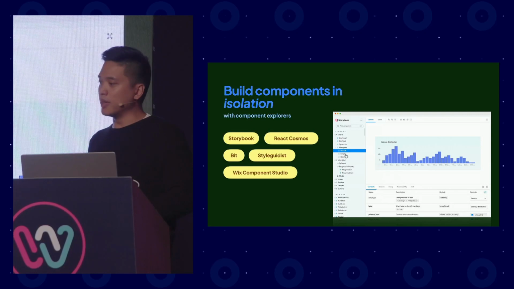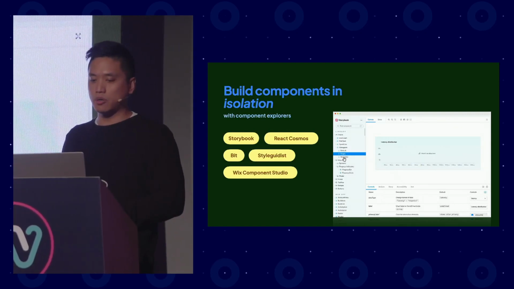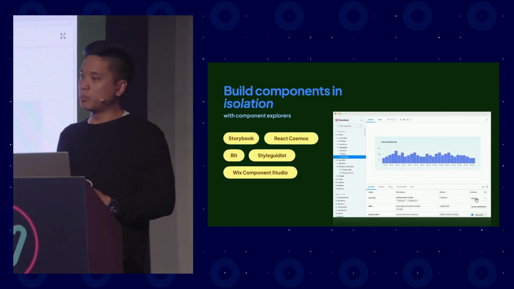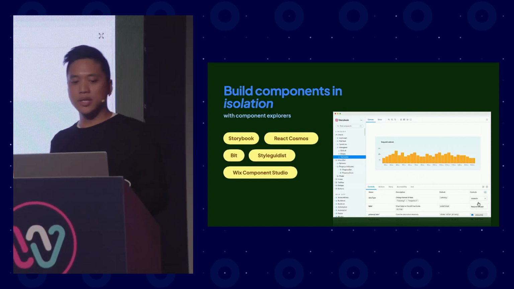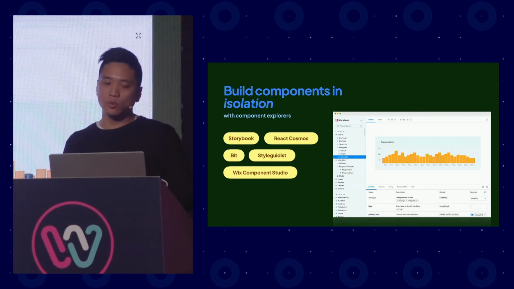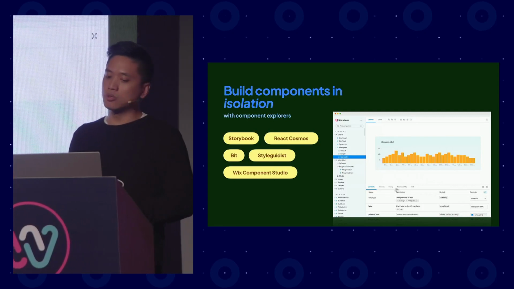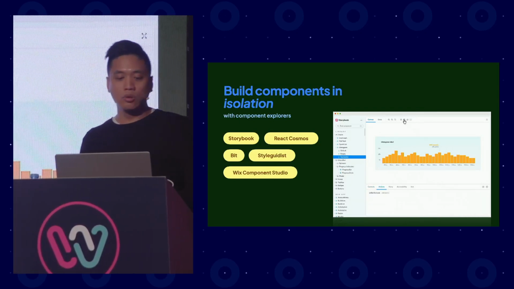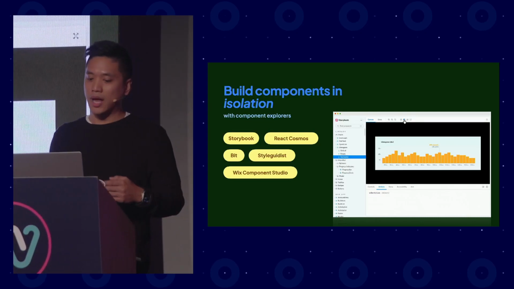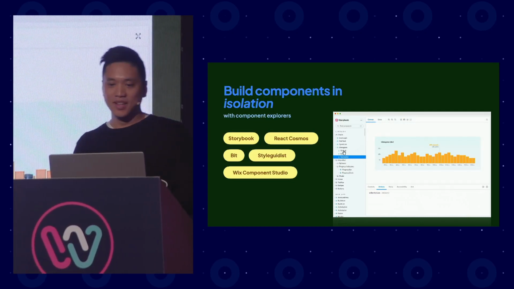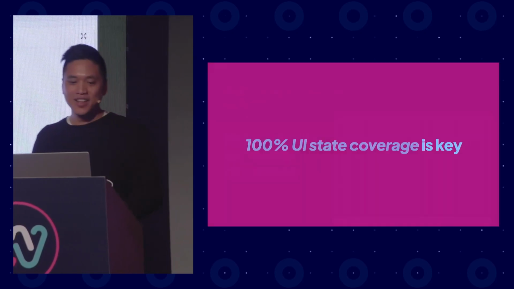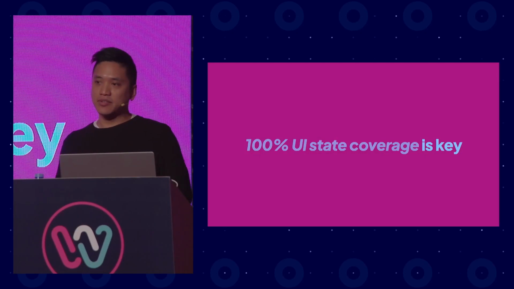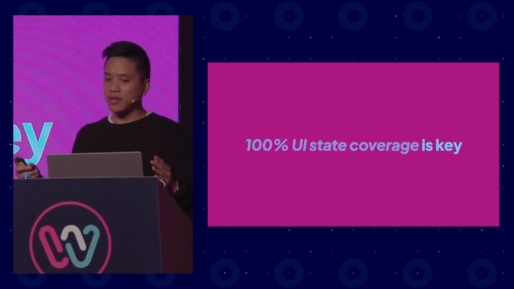Here are some very well-established component explorers that help to build components in isolation very conveniently. Personally, I've worked with Storybook the most, as it helped me to control the states and knobs very conveniently. It's also a super nice tool to document and collaborate with product managers and designers, which I really love to do.